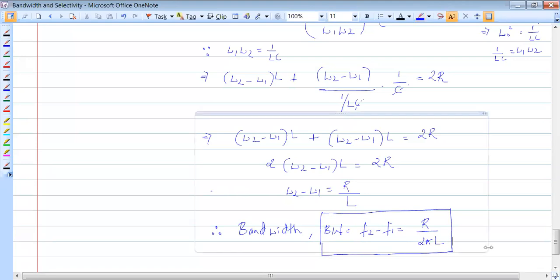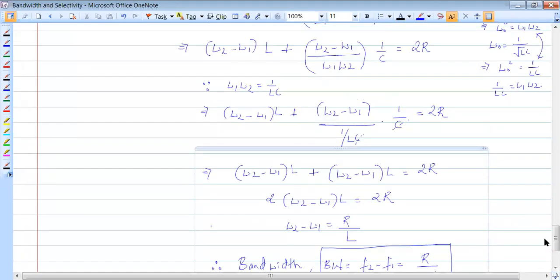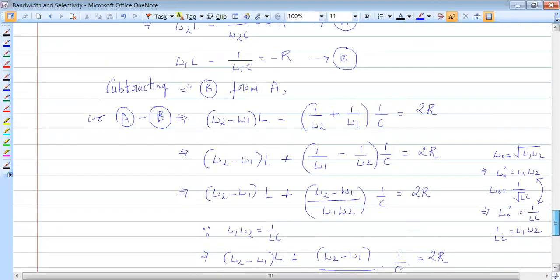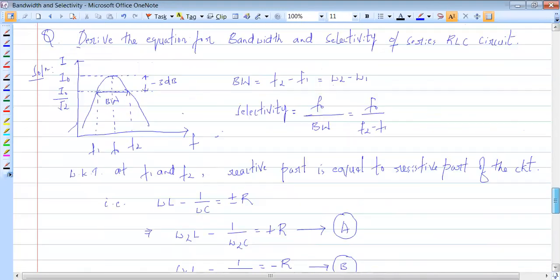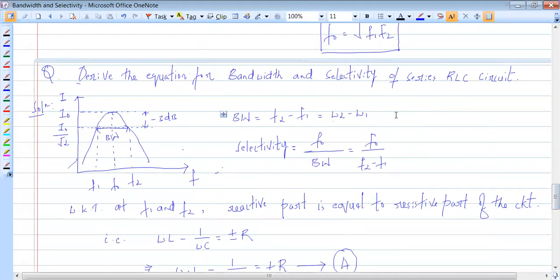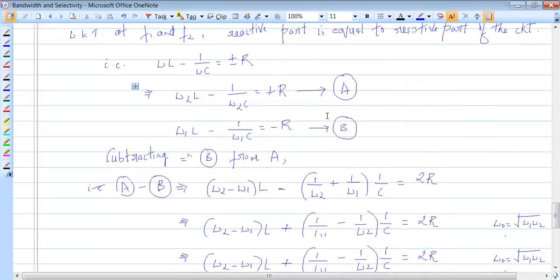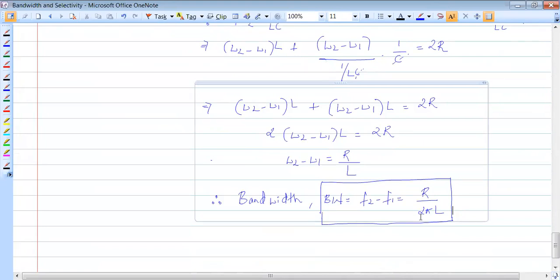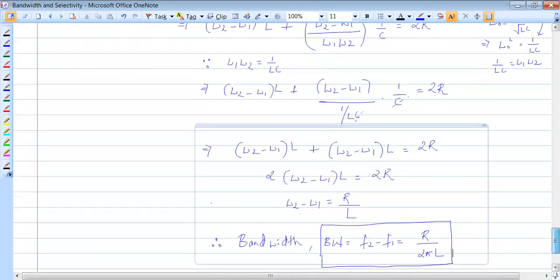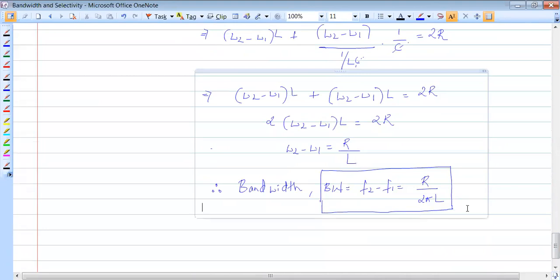Okay, so this is what we were asked to derive. This is what our equation is. The equation for bandwidth is in terms of frequencies, and in terms of the circuit components, we have obtained that to be this. Is everybody okay with that?